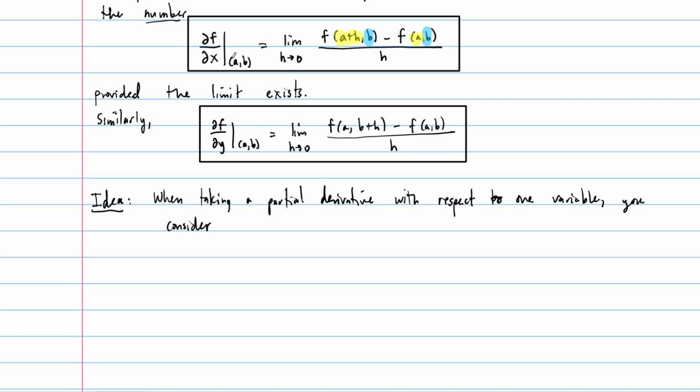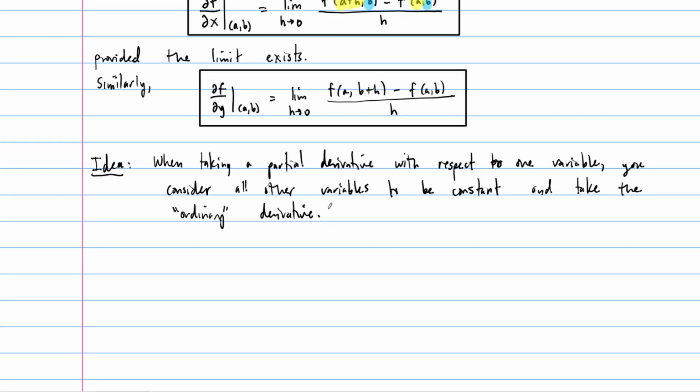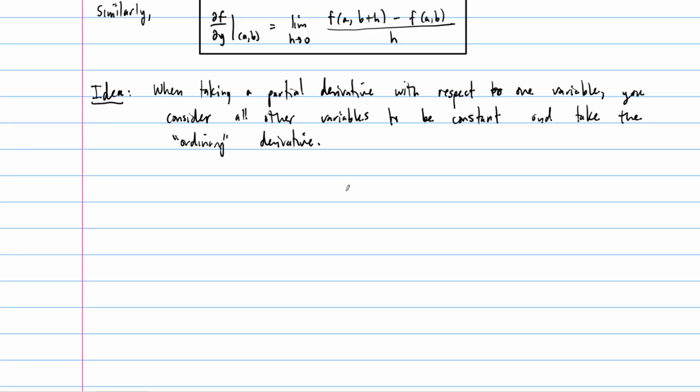So we have fixed those, right? We fixed the b on this one, we fixed the a on this one. And this is the idea. At this point we take what I'll call the ordinary derivative with respect to the one that we wanted to take the partial derivative with respect to, right? So in our mind, as a mental exercise, you just consider all other variables to be fixed and constant, and then you take the derivative with respect to the one variable that you're concerned with.